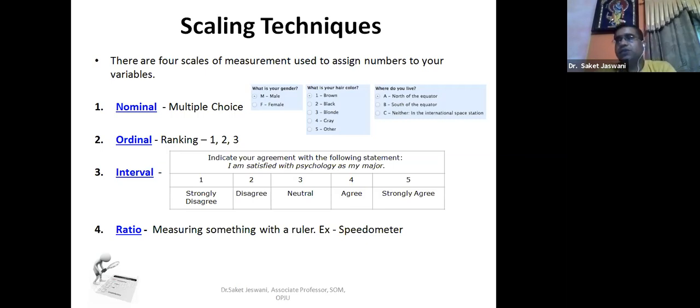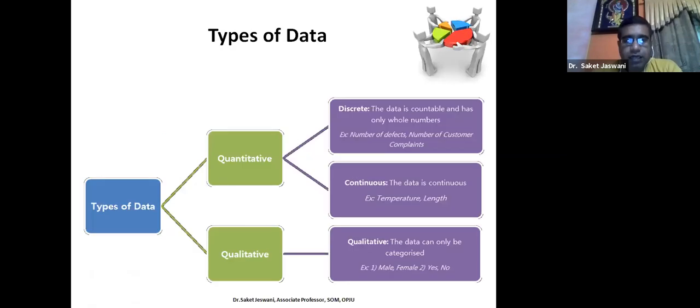So these are the 4 types of scales. These scales are generally used in the questionnaire to collect the data. Now, there are 2 types of data, quantitative and qualitative. In quantitative data, there are 2 types, discrete and continuous. Discrete means the data is countable and has only whole numbers, like the number of defects or number of customer complaints. These are known as discrete data. Continuous data is on a continuous scale, say temperature, length, height, age. So continuous and discrete data come under quantitative data.